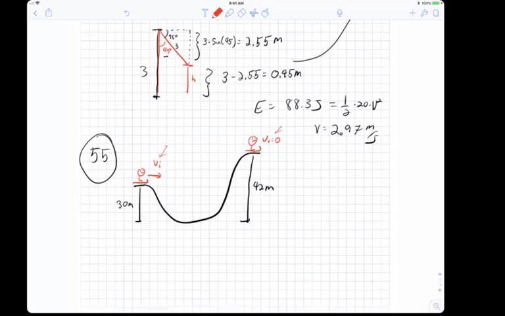So that's the threshold. How much energy do they have at that time? Well, they've got gravitational potential energy and kinetic energy. So the gravitational potential energy is 42 times their mass times 9.81. Kinetic energy at that point is 0. What about here? The energy is the gravitational potential energy, 30 times the mass times 9.81, plus kinetic energy, 1/2 mv squared. And the idea is that this number is equal to this number.